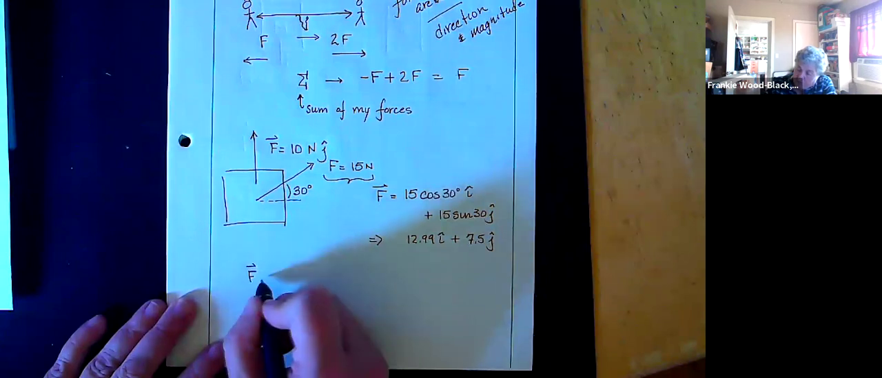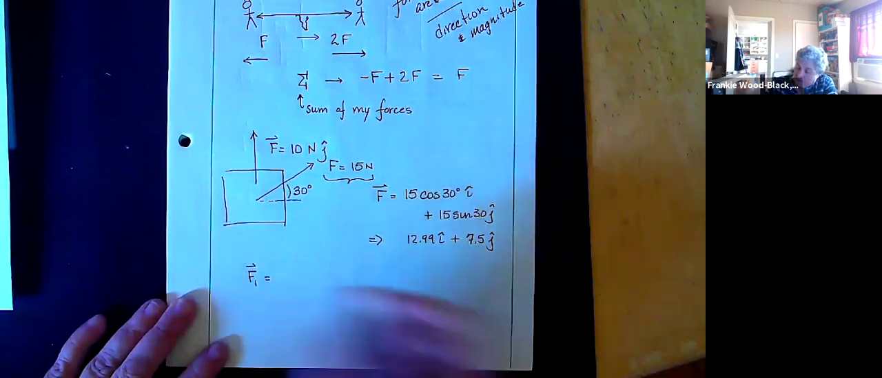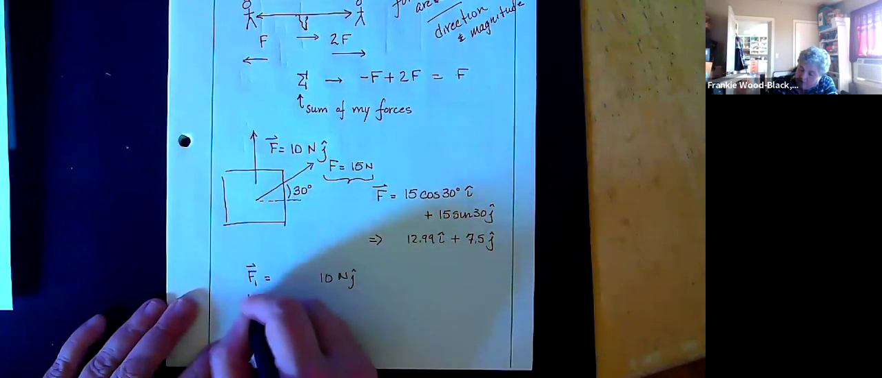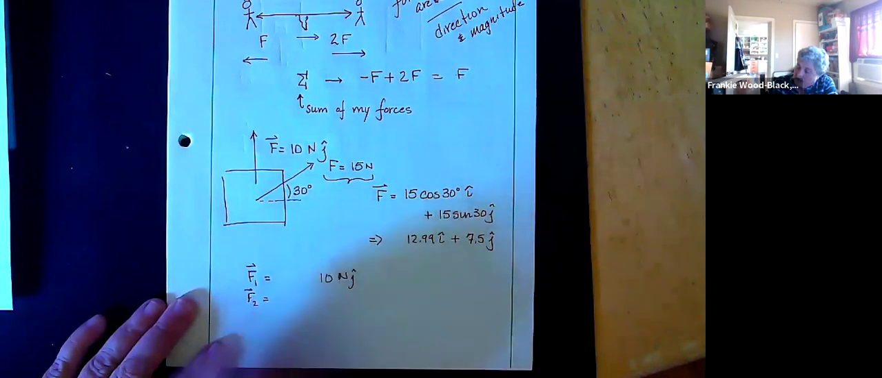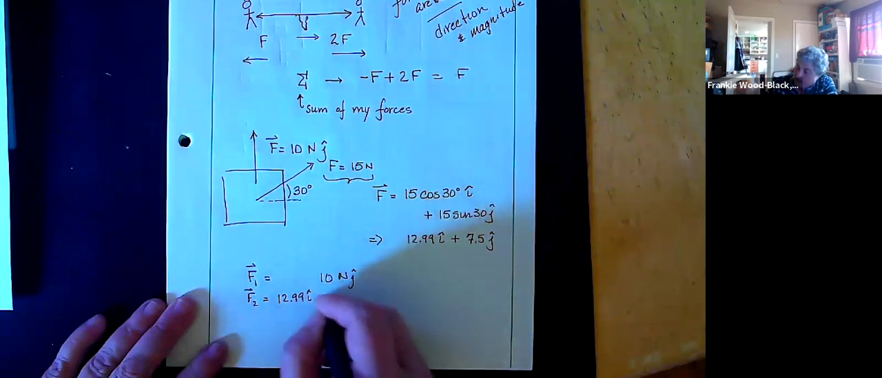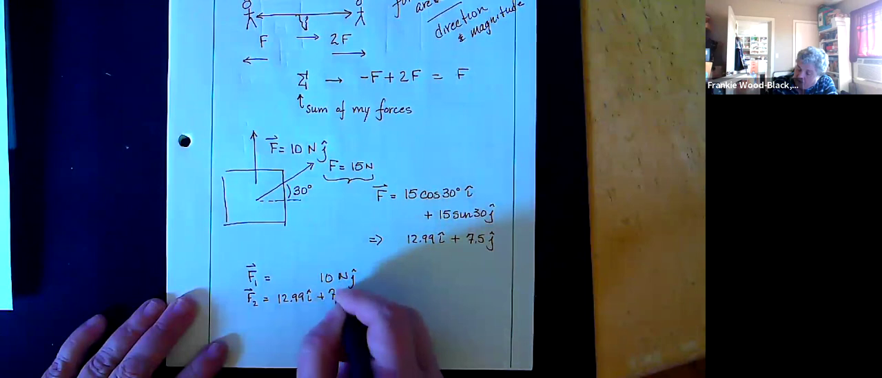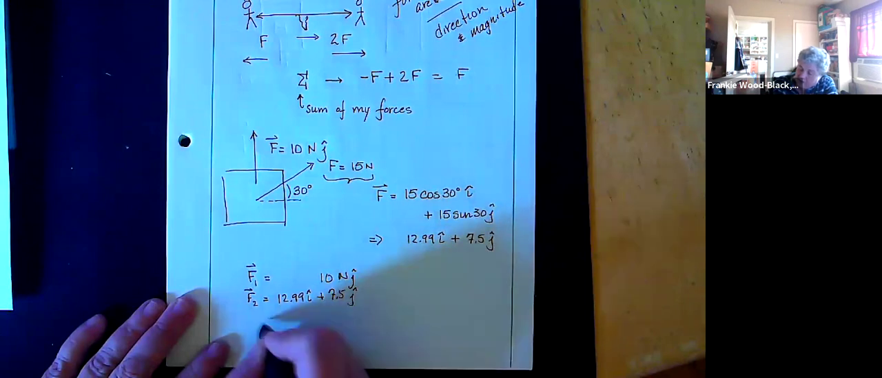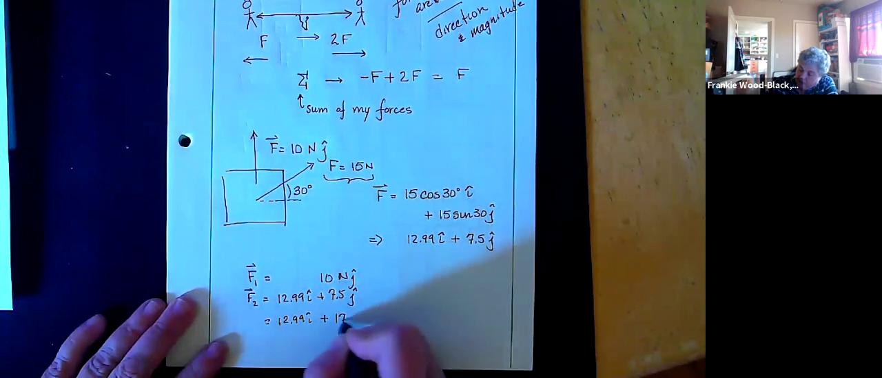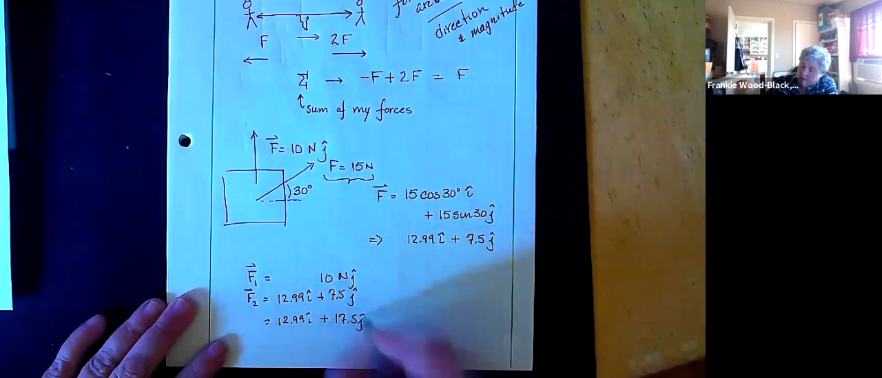So I'm going to do my force 1. I'm going to go ahead and write it as 10 newtons in the J direction. I'm going to do my force 2. And it's 12.99 in the I direction plus 7.5 in the J direction. My sum of my forces is 12.99 I plus 17.5 J.